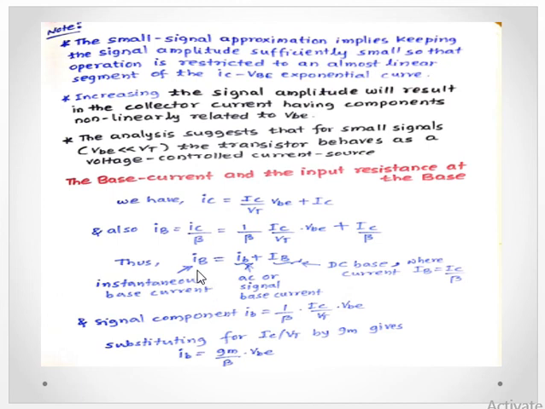Thus the base current can be given as the instantaneous iB, which is the signal current ib plus the DC bias current IB. The signal component ib is given by 1 by beta IC by VT times vbe. Substituting gm for IC by VT, if we substitute here gm by beta times vbe, the instantaneous base current ib is given by gm by beta times vbe.